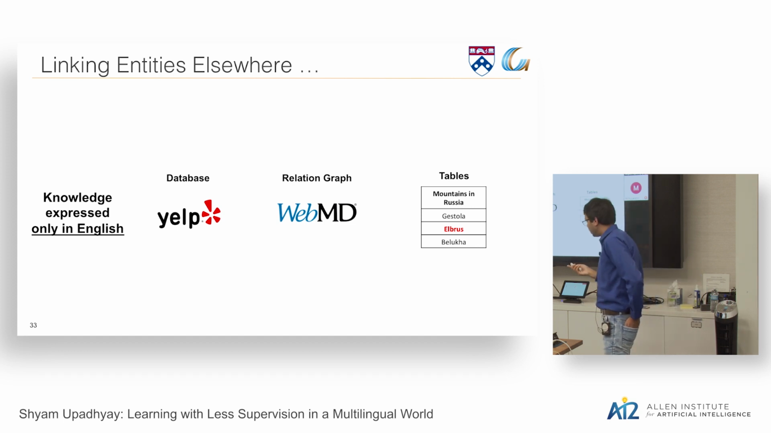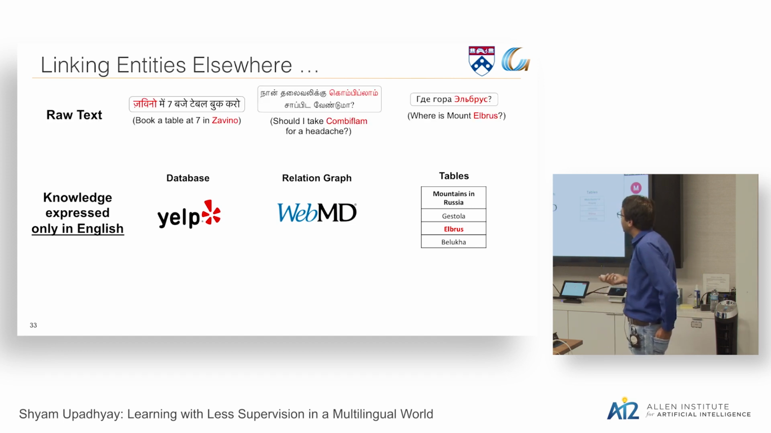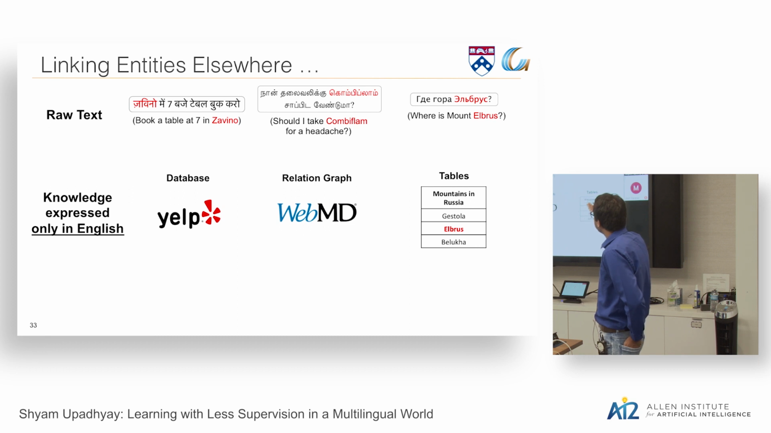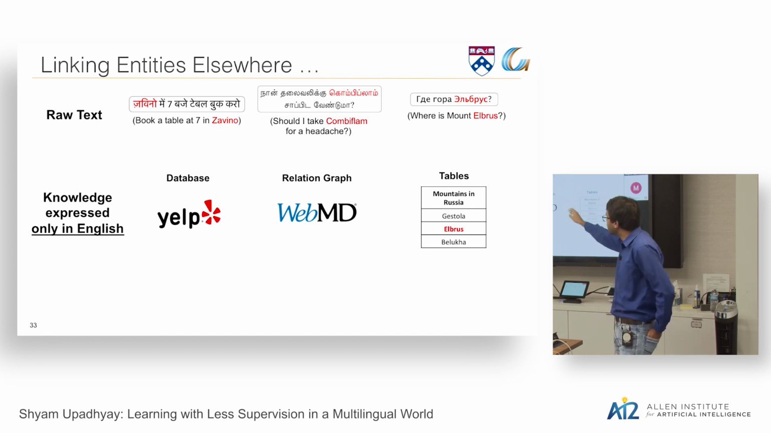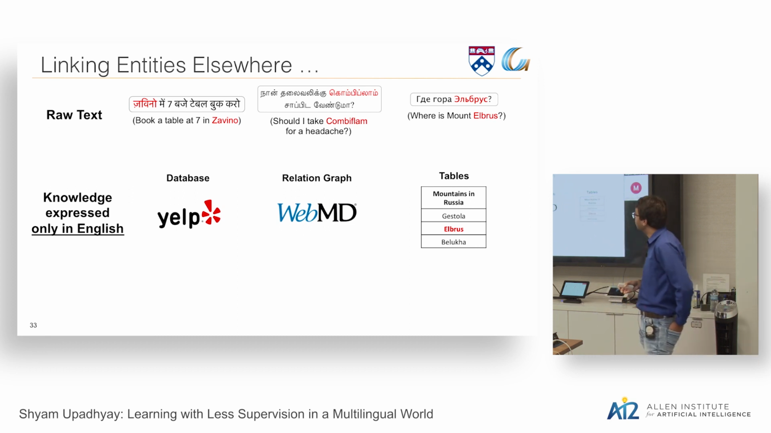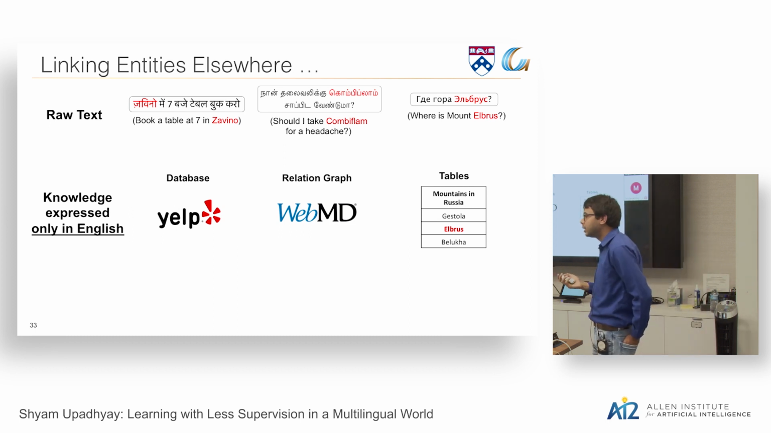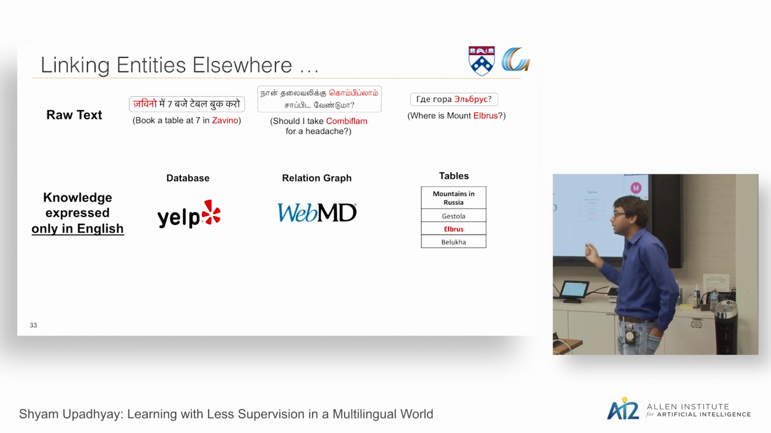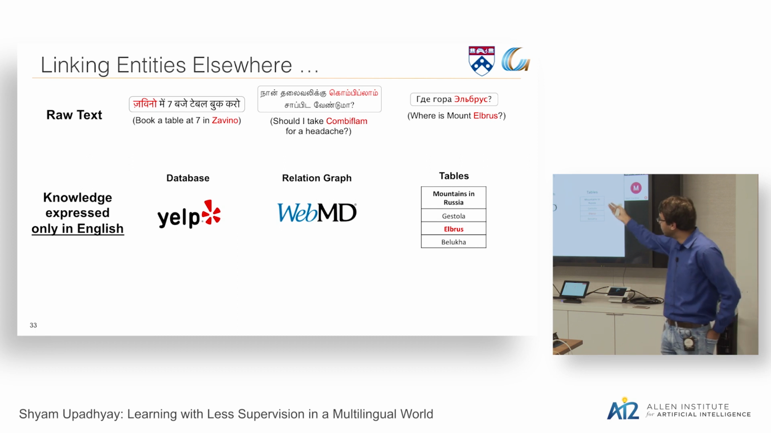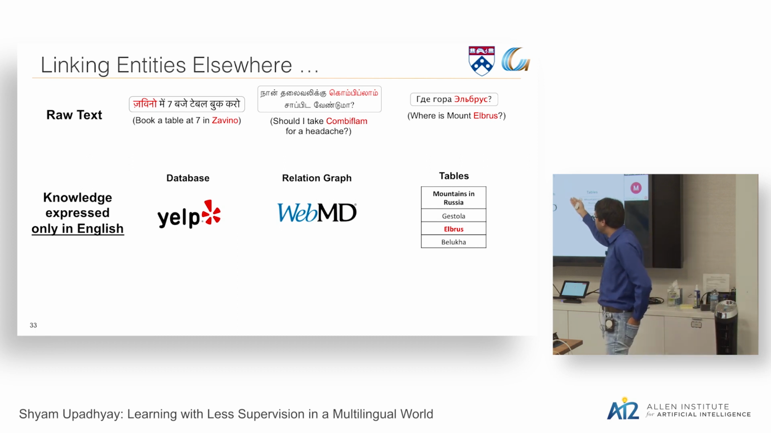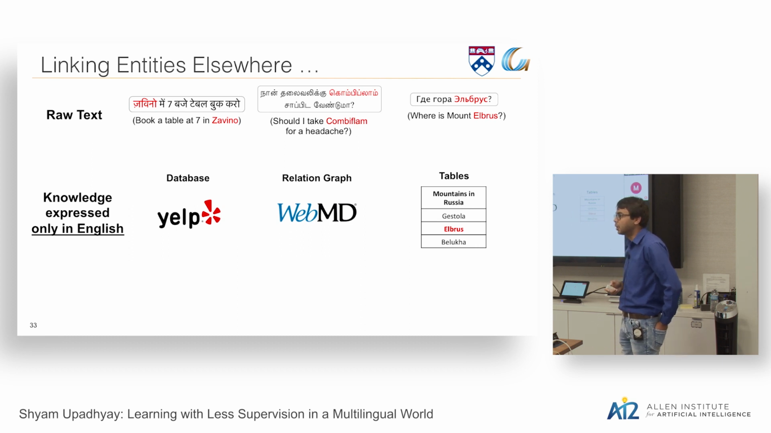And in these cases, we would still like to be able to field queries that are posed in other languages. So for instance, you can have queries expressed in Hindi, Tamil, or Russian. Again, the translations are shown below each query for your benefit. And again, to answer these queries, you need to be able to ground spans of text from the query into the knowledge base, which is expressed only in English. So for instance, to book the table at the relevant restaurant, you first need to realize which entry in the database is being talked about.